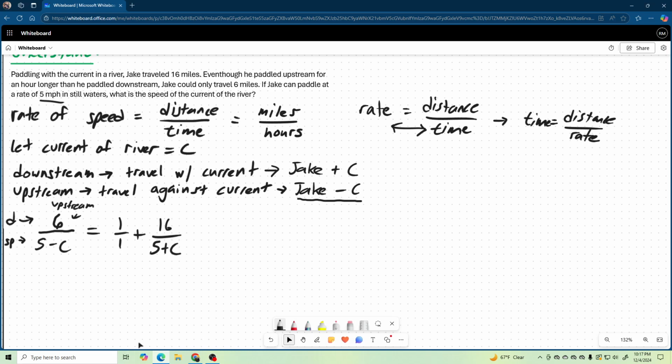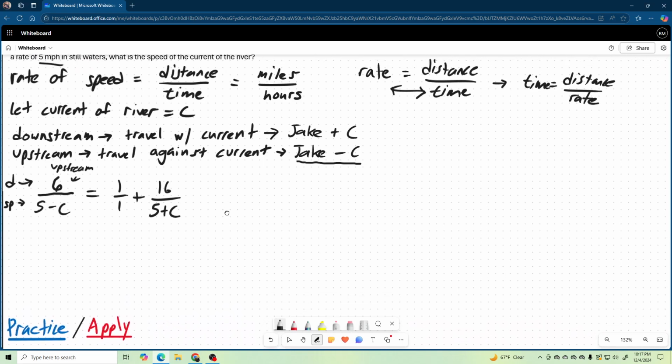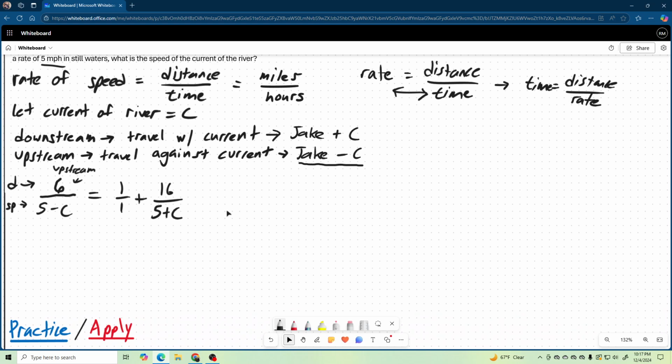Okay? So let's go and do this. So we have 6, or first of all, we have to find the LCD. First of all, factor everything. There's nothing really to factor in this case. So now we do LCD.